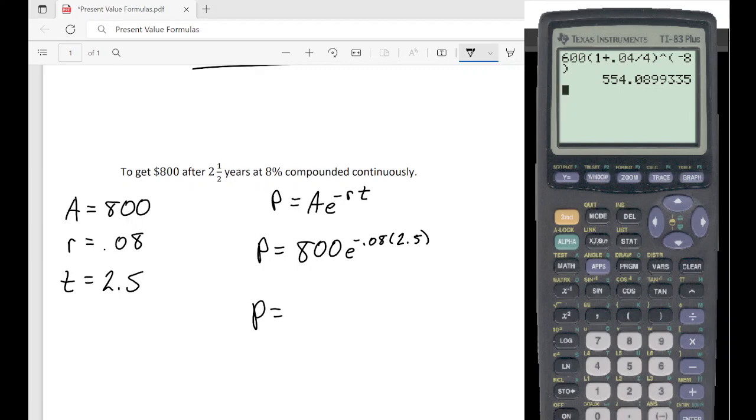And like before, we're going to do it the easy way. We're going to use a calculator. So 800, second ln for e, negative 0.08 times 2.5. And here we get $654.98. So our initial amount to get 800 is $654.98.